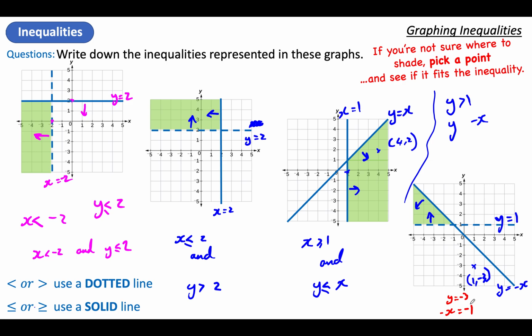Tricky one, this one, isn't it? Is -3 bigger than -1? No, it's less than. So my sign is going to be less than, but it's less than or equal to because it was a solid line. When you're working with something like y equals -x, it's tricky. Find the point, but then do the negative. To be honest, you might have just looked at it and gone, well, it's under that line, so it's going to be less than. You can do it that way as well.